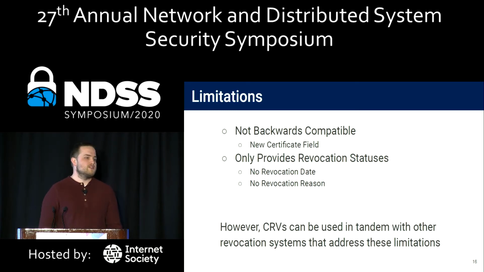A couple of limitations on this design is it's not backwards compatible. So old certificates that do not have this new extension would not be able to be covered by Let's Revoke. And it also only provides revocation statuses, similar to how CRL sets and CRL-lite only provide revocation statuses. However, CRVs can be used in tandem with currently deployed mechanisms that address these limitations.